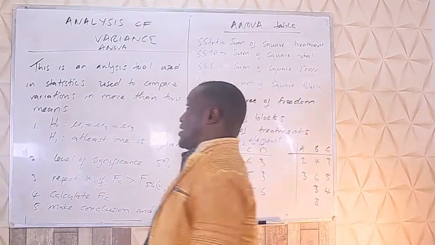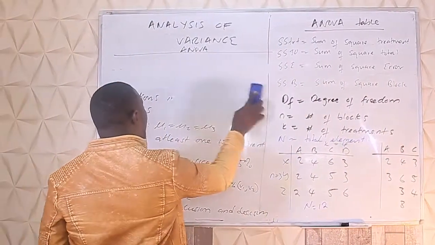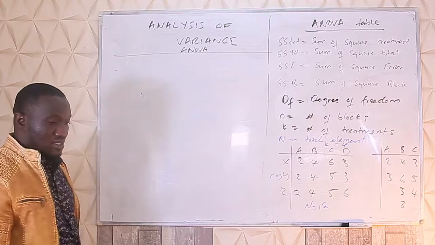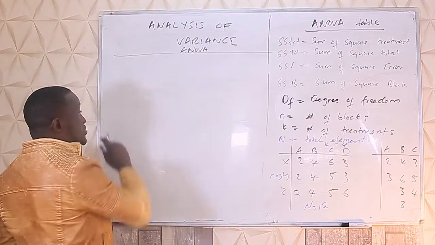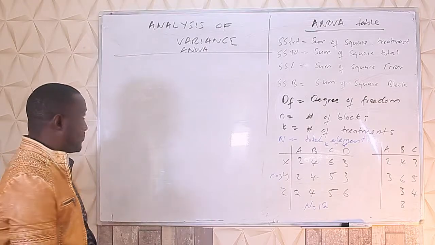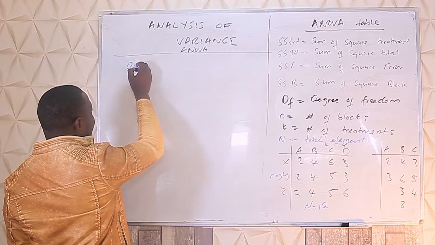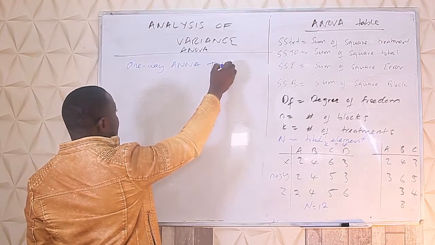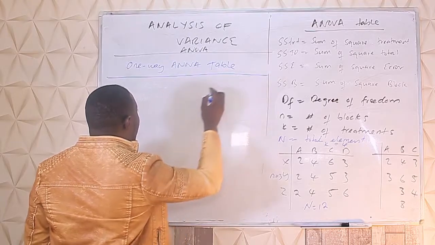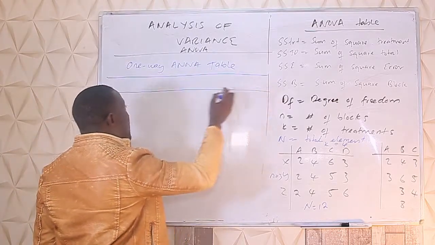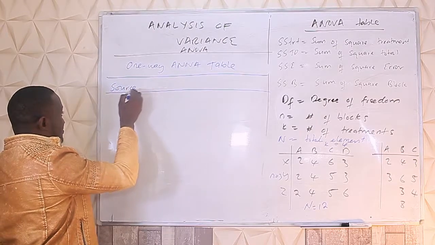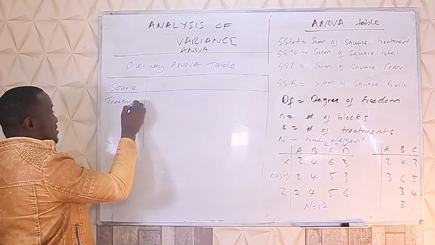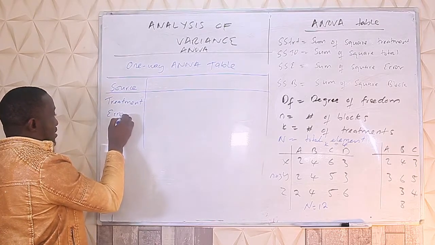Now this takes me to how we erect an ANOVA table. So I want you to take note of the form that we use when erecting the ANOVA table. I'll start with the one-way ANOVA table. So we have what we call the source of variation. The sources of variation are the treatment, the error, and the total.